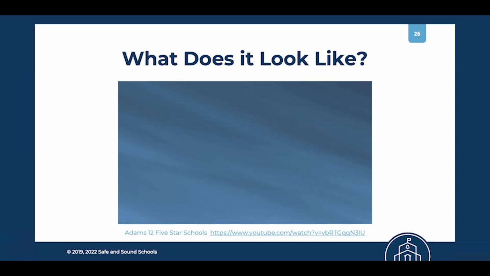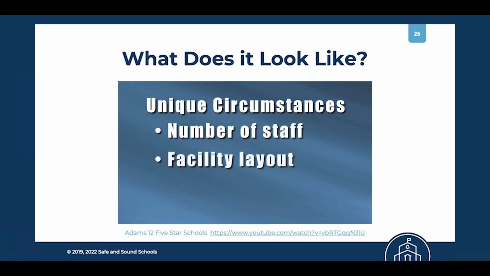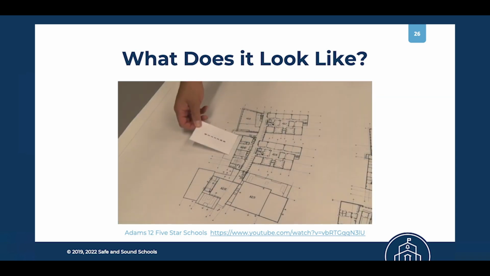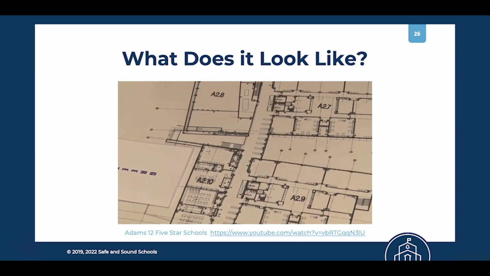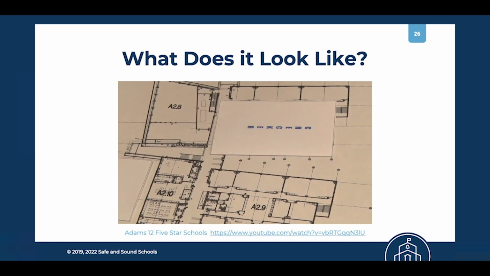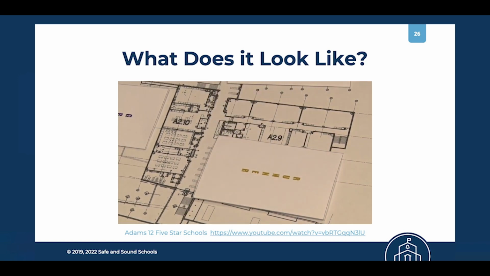Each reunification situation will have unique circumstances, like the number of staff available, facility layout, and weather conditions. A great way to quickly and easily plan for the logistics of the reunification is to use a map of the school and the job-specific duty cards provided in the resources. This helps organizers visualize how to designate specific areas and where each person will be stationed.